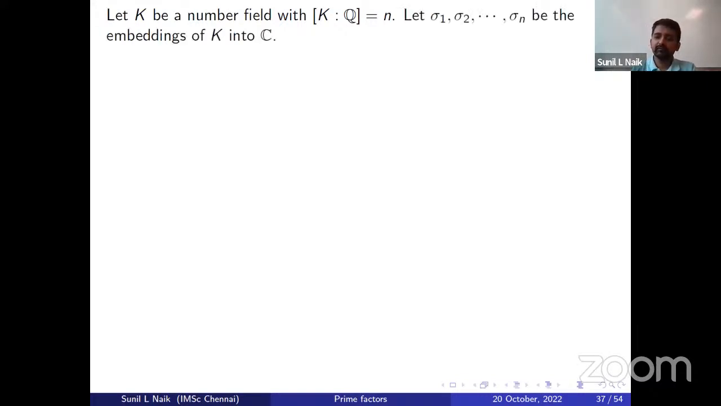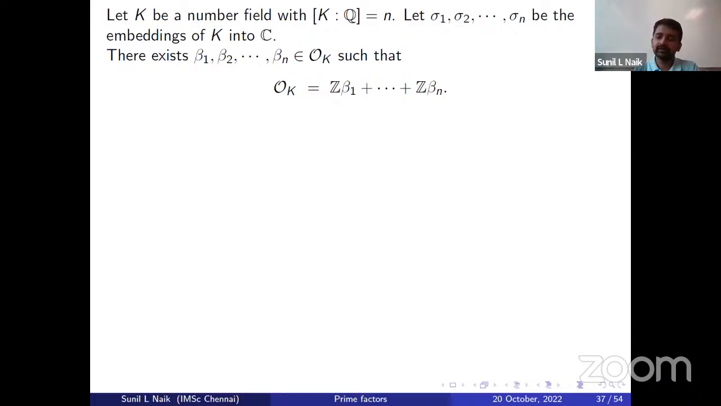Let sigma 1, sigma 2, ..., sigma n be the embeddings of K into C, the injective homomorphisms into C. Then we know that the ring of integers of K, O_K, is a finitely generated Z-module. There exist beta 1, beta 2, ..., beta n, algebraic integers, such that O_K is equal to Z beta 1 plus Z beta 2 plus ... plus Z beta n.